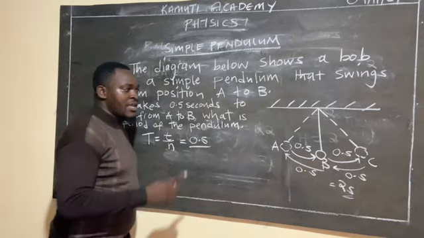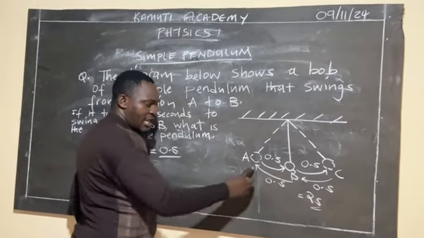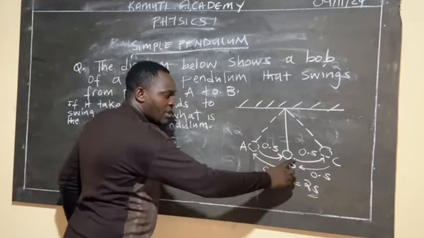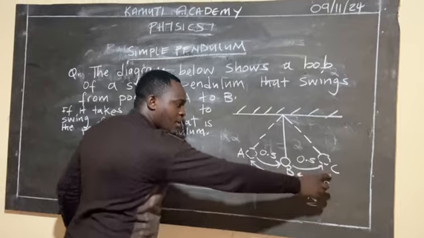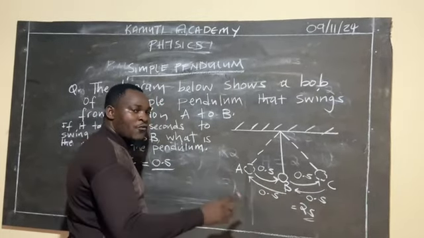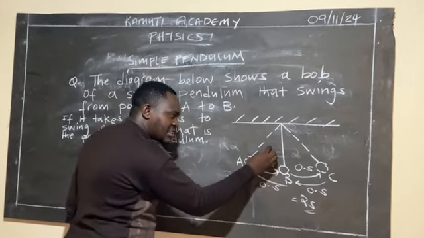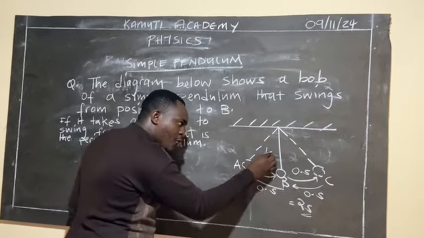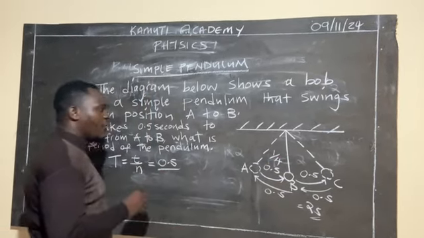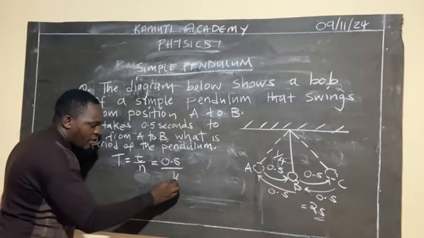Now look at it. Initially, a pendulum is supposed to move 4 times. From here to there, it's called 1 out of 4. From here to there, 2 out of 4. From here to there, 3 out of 4. From here to there, 4 out of 4, which is just 1 complete oscillation. So this movement from A to B is just 1 out of the 4 movements that the pendulum is supposed to make. So the value of N is 1 over 4.